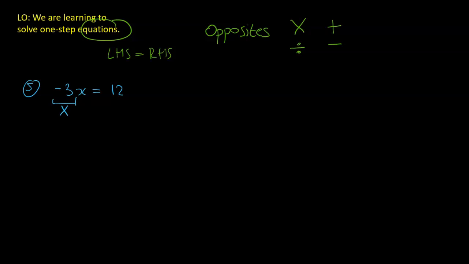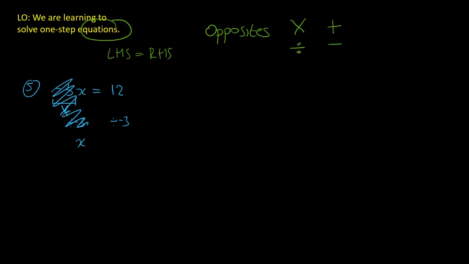To get rid of a times, we do the opposite. So all we've got to do is divide by negative 3. And we're going to do that to the same side over here as well. Divide by negative 3 as well. Don't forget the times negative 3 and the divide by negative 3, they are opposites, so they cancel each other out.